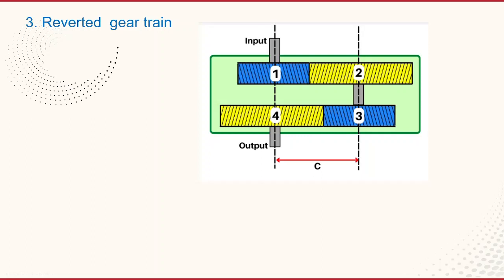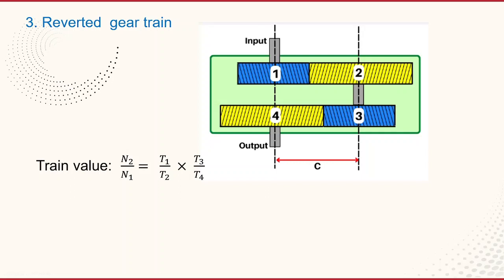The best example is wrist watches. In a wrist watch we have three needles: one is the seconds needle, the second is the minutes needle, and the third is the hours needle. These three are rotating at different speeds about the same axis. How is it possible? They use this gear train, the reverted gear train.